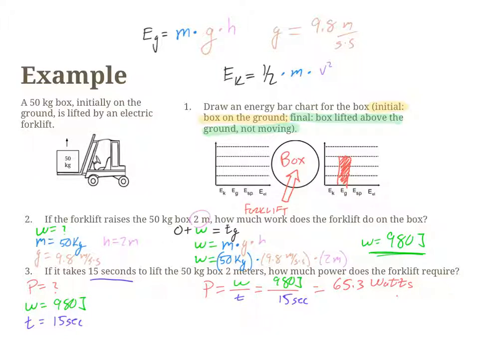Up here a second. Is this number right here. So that's really going to be my P out, my power out. Sorry, I got carried away. My bad. It's not the 980 that we're looking at here. It's the 65.3. That's my power out.